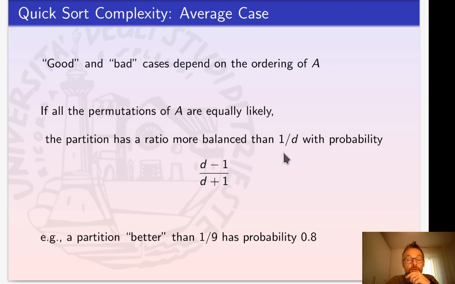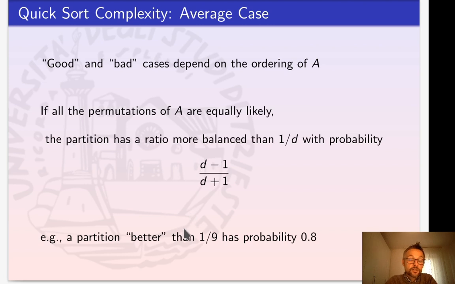So if the ratio between the length of S and the length of G is 1 divided by N, the probability of getting a partition which is more balanced than the one described by this ratio is this one. Of course, but only if we assume that all the permutations of A are equally likely. You can try to figure out why this is so, but that's the case.